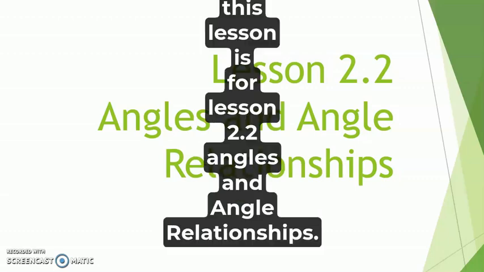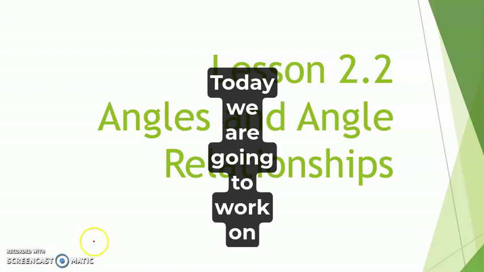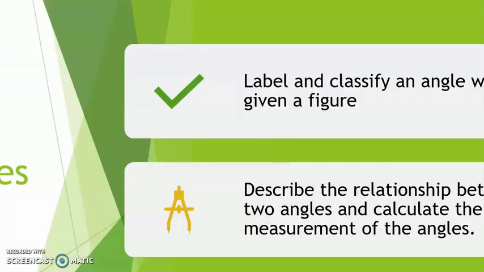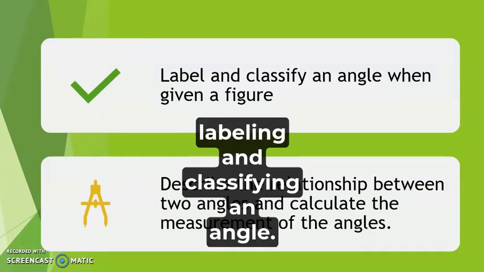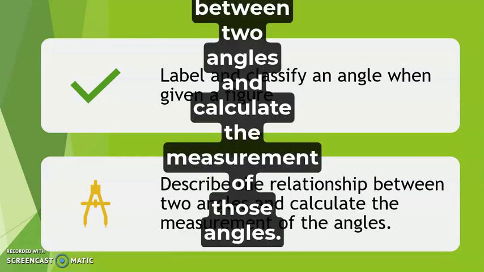All right, boys and girls, this lesson is for lesson 2.2, angles and angle relationships. Today, we are going to work on labeling and classifying an angle when we're given a figure and describing the relationship between two angles and calculate the measurement of those angles.